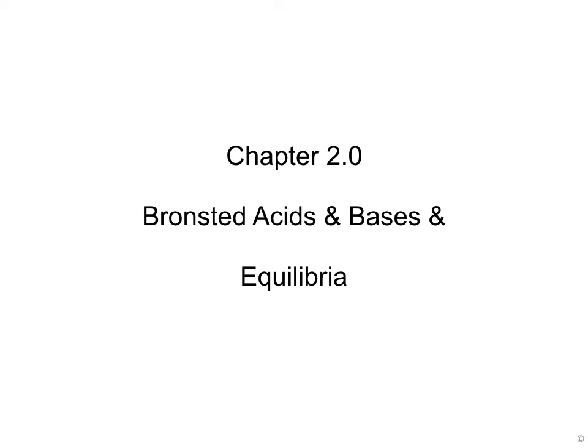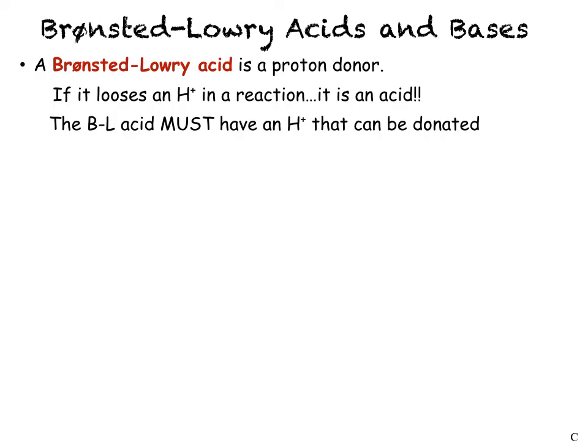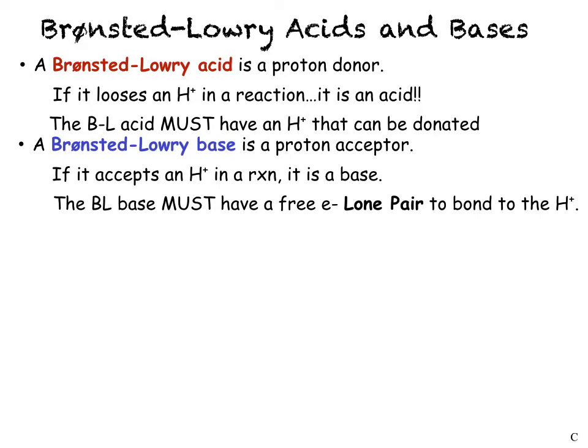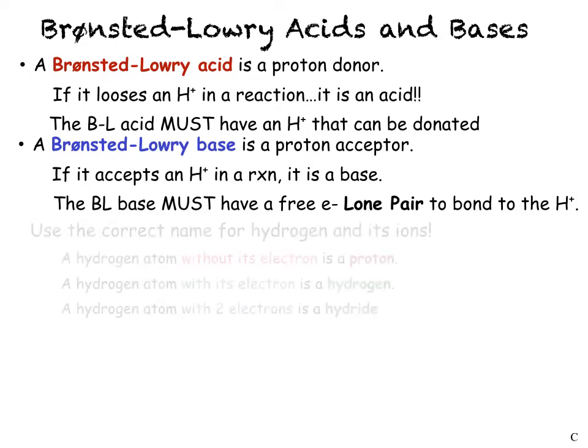This chapter is about acids and bases, and this section is about Bronsted-Lowry acids and bases. A Bronsted-Lowry acid is a proton donor. If a species or molecule loses a proton in a reaction, it's the acid. A Bronsted-Lowry base is a proton acceptor. If it accepts a proton in the reaction, it's a base. A Bronsted-Lowry base must have a free lone pair of electrons in order to bond to the proton.